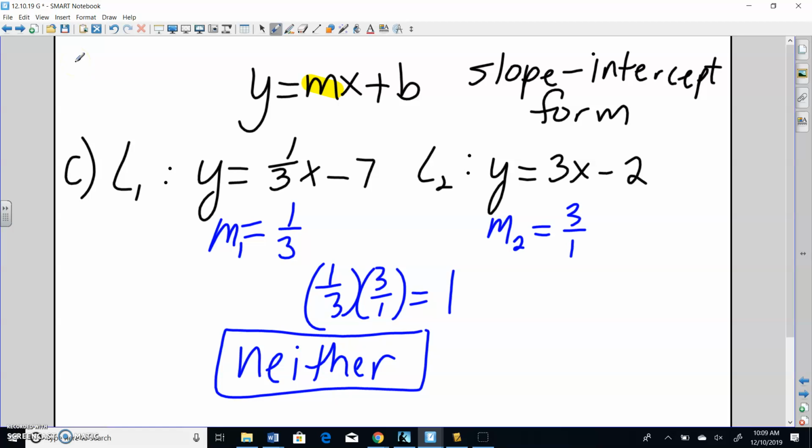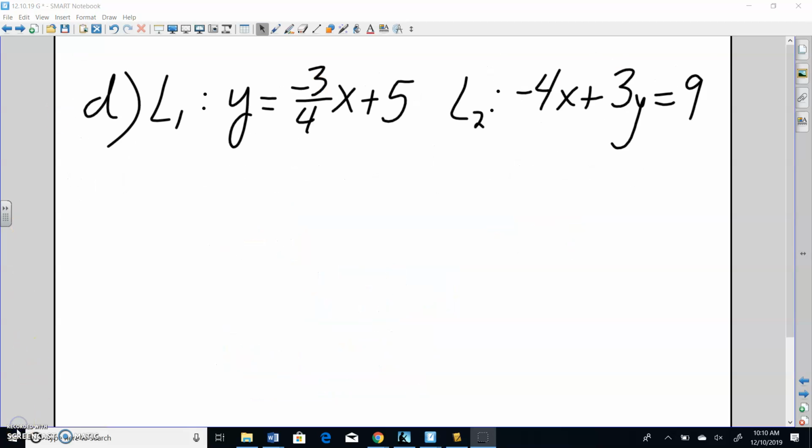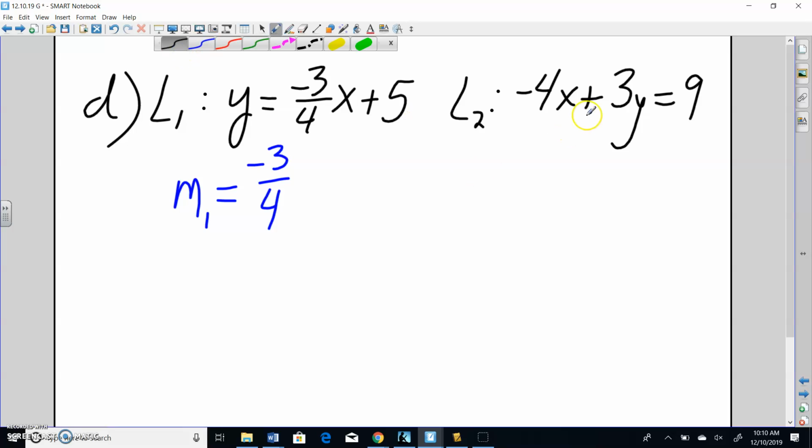And so let's look at one more. All right, so now we're comparing these two lines to decide if they are parallel, perpendicular, or neither. In our first line, we want to identify the slope. And y is isolated, so it's in slope-intercept form. So Kristen, what's the slope of this first line? -3/4. Good.